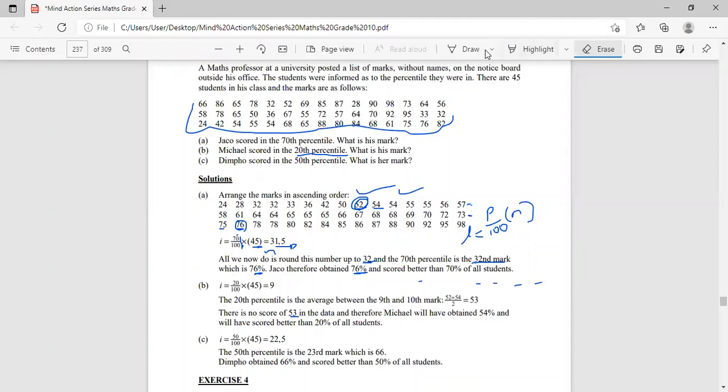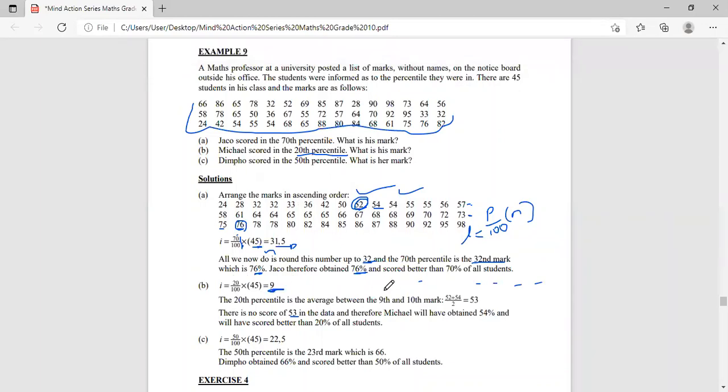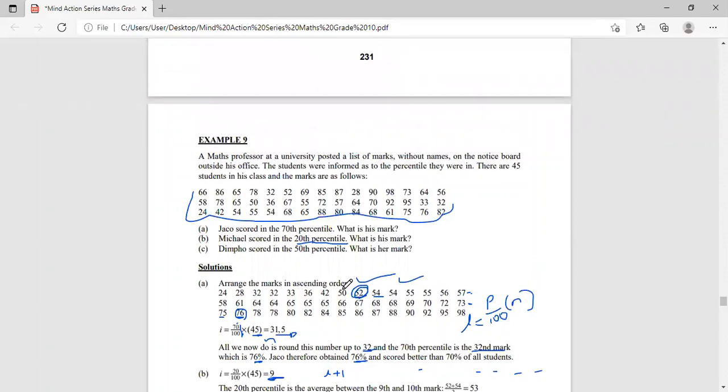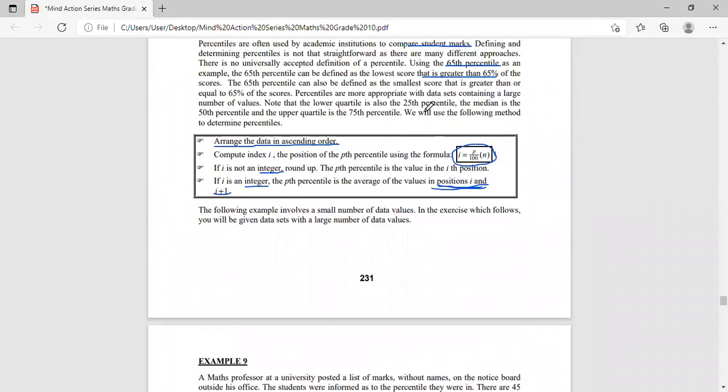If you calculate a percentile, the 20th percentile, and the answer is an integer. Well, if I get an integer, I'm going to look at the integer. I calculate 9. Then I look at I plus 1. This is what it says here. This box here is very important.